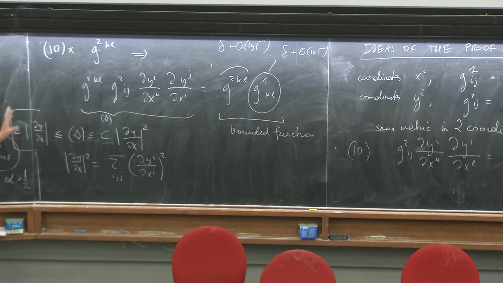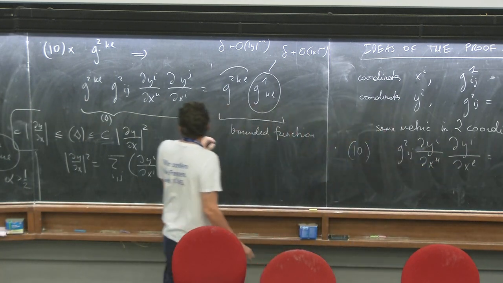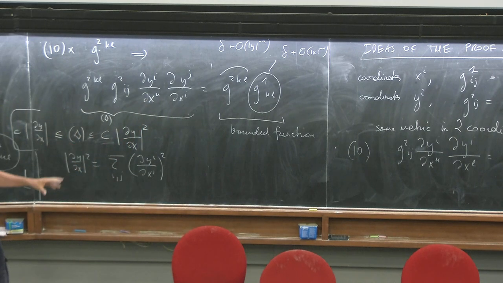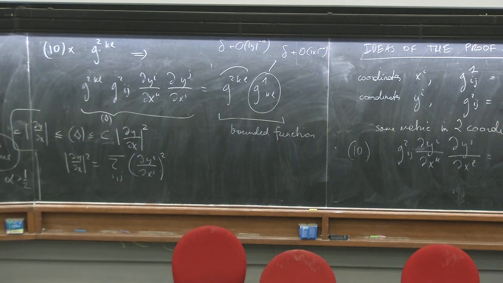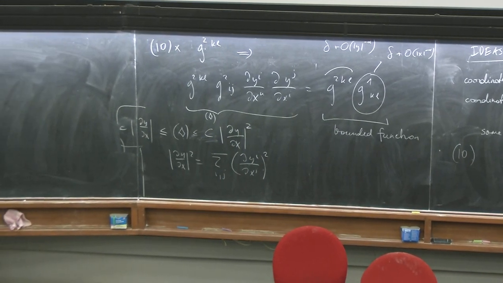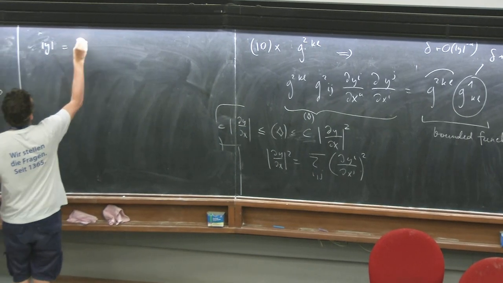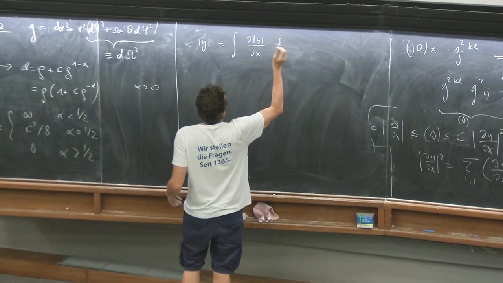So just from the equality, since one metric is the transform of the other one, you get that the Jacobi matrix, the matrix of derivatives of the coordinate transformation, is bounded. Good, but now that's essentially the end of the story, because once you have the derivatives are bounded, then you calculate the norm of y.